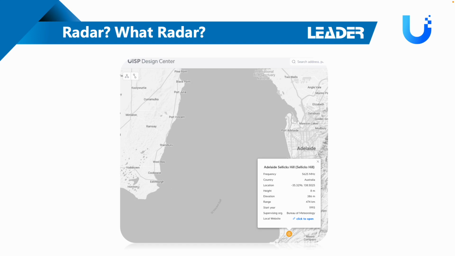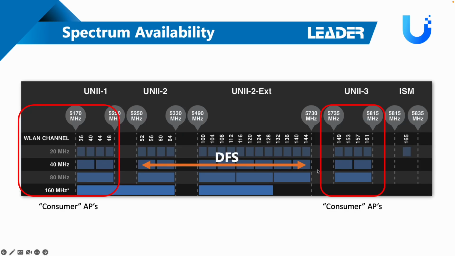And we can see that the important one here is the range. This thing goes for 474 kilometers. And you can see the frequency that it operates in as well. So 5,625 megahertz. And if I were to go one back, you'll see that that is smack bang in the middle of our DFS range. So that is what we are trying to avoid.